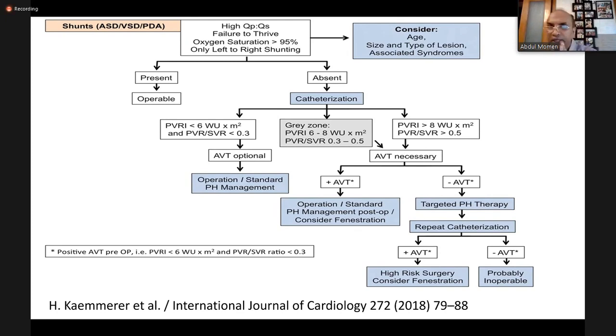In cardiac catheterization, if the pulmonary vascular resistance is less than 6, surgery is usually possible. If it is more than 8, surgery is not possible, but we should go for acute vasodilator testing. If the vasodilator testing is positive, then surgery is possible, even in more than 8 or in the gray zone. But if it is negative, then targeted pulmonary arterial therapy, and after 3 to 6 months we will again do the cardiac catheterization. What is acute vasodilator testing?